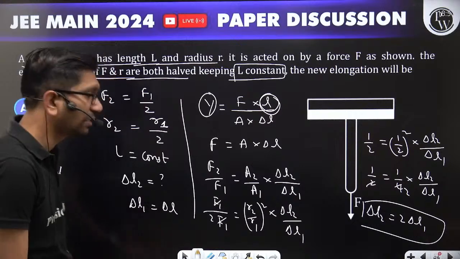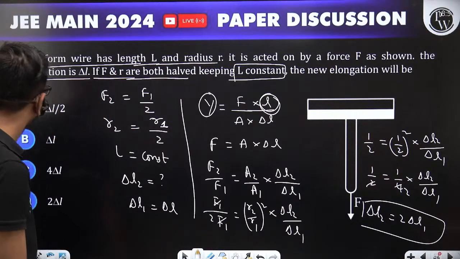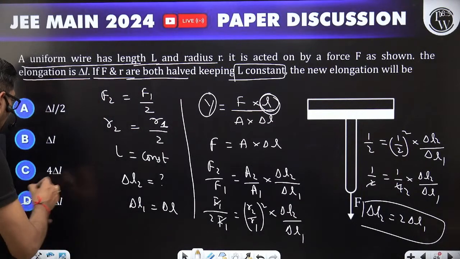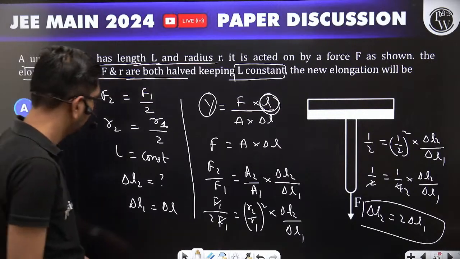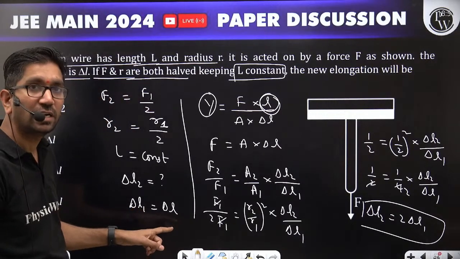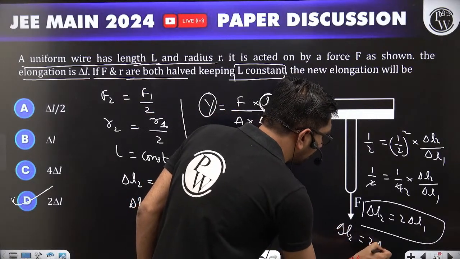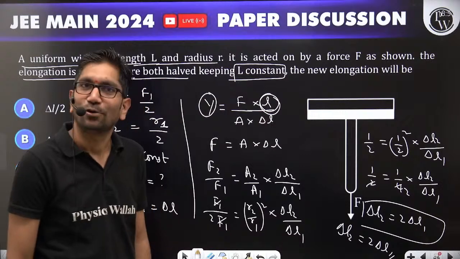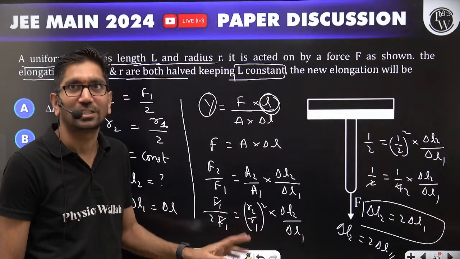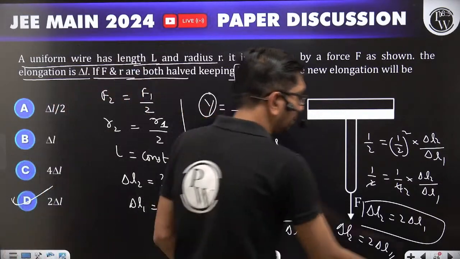2 delta L1 is the final answer. In place of delta L1, you can write delta L. Delta L2 is equal to 2 delta L. This is the final answer, beta. Okay, is it clear for everyone? Chalo, let us move toward the next question now.